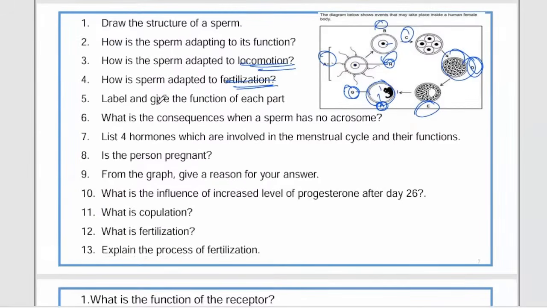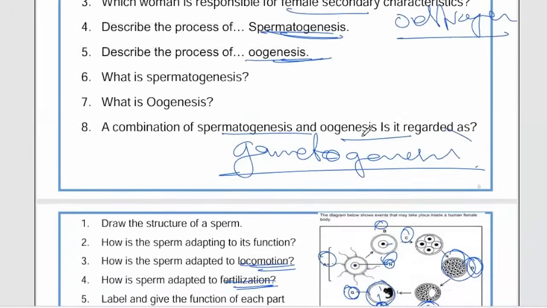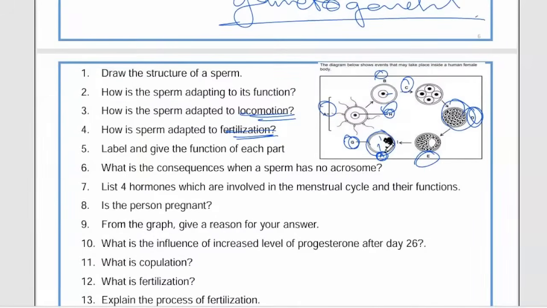All right. They're asking, what is the consequence when the sperm has no acrosome? If it has no acrosome, it won't be able to penetrate the membrane of the ovum so that fertilization can take place. They can even bring a diagram whereby the acrosome has a problem and ask you what the consequences are. So you have to know that.